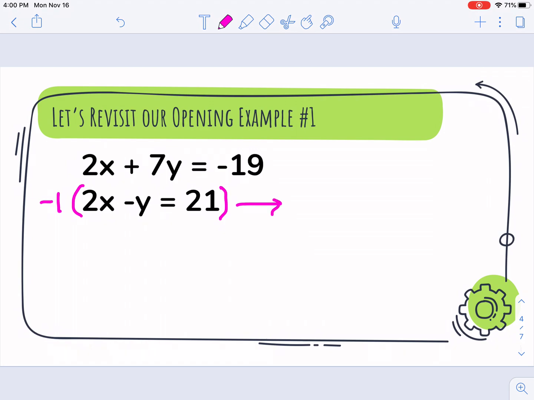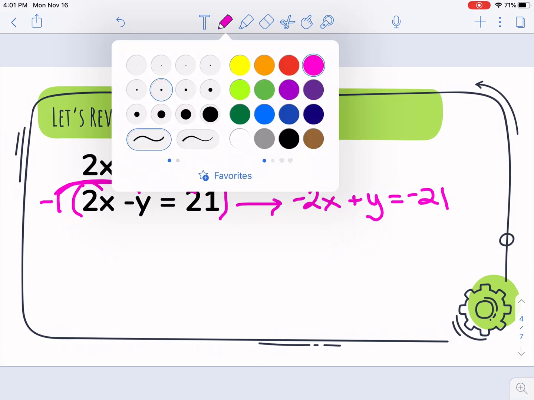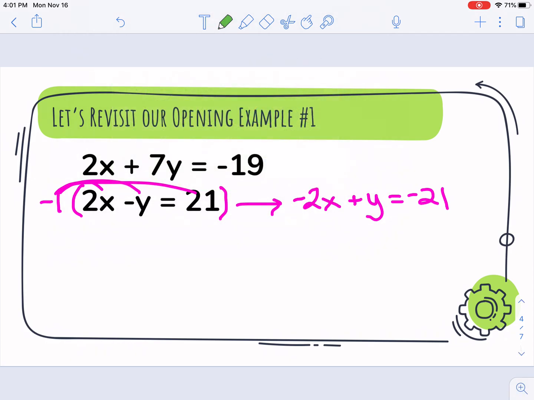I'm just going to rewrite this equation. Negative 1 times 2x is negative 2x. Negative 1 times negative y is plus y. And negative 1 times 21 is negative 21. If you want to put negative 1 on both sides, you can do that. I just put parentheses to show that I'm multiplying the entire equation by negative 1. For the equation at the top, I'm not doing anything to it. I'm just going to rewrite it so I can add the equations together easily.